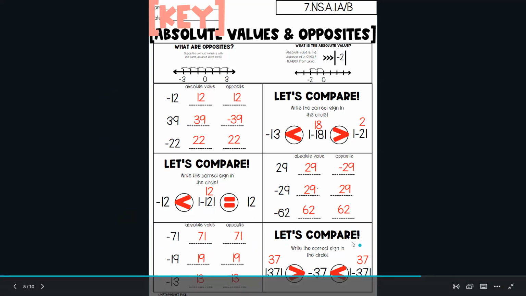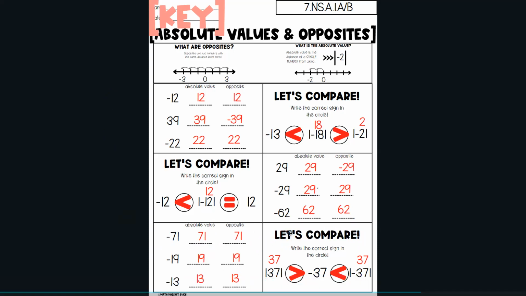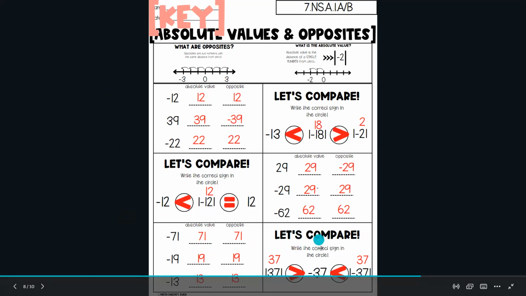For the last question, we're going to find the absolute value of 37 and the absolute value of negative 37. Both absolute values are the same because we're asking its distance from 0. 37 is greater than negative 37, which is less than positive 37.